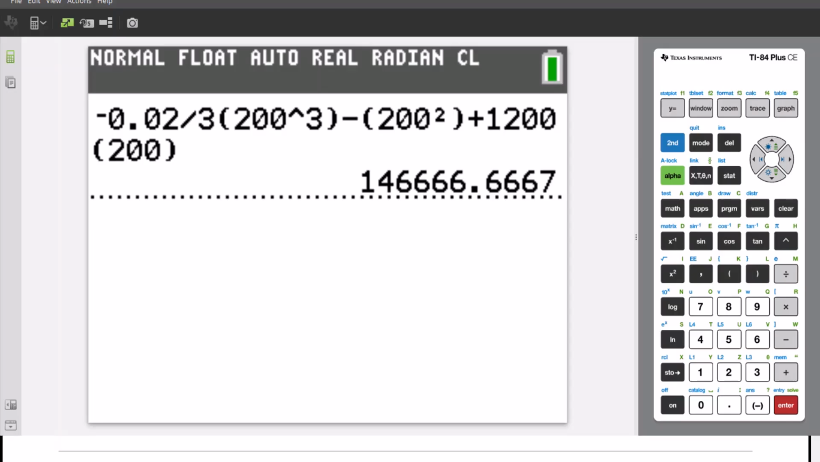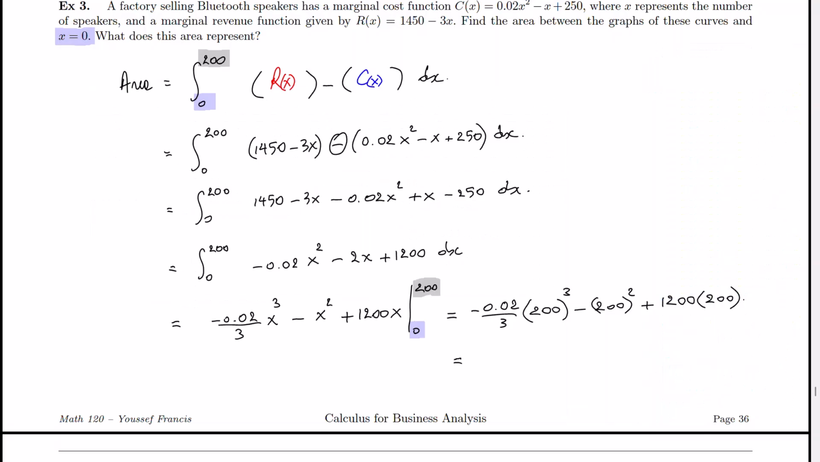So the answer is 146,666.666 and so on and so forth. So let's just transfer this to our page. So 146, and then 3 more 6's, and then it continues forever, 6, 6 forever.